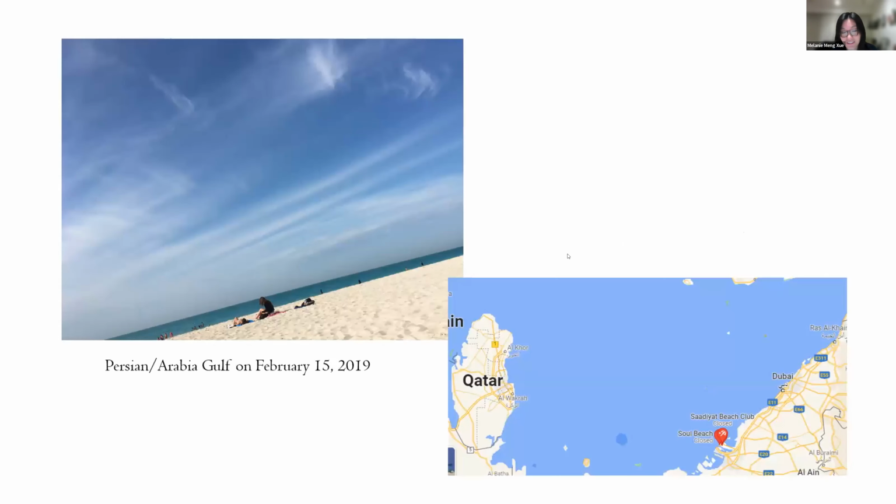So this is just a picture of the Gulf regions, which I took in February 2019. As you see, it is obviously very nice, very suitable for trade. And so I think it's not that surprising in that sense, that it was one of the places that had so much trade in ancient times.